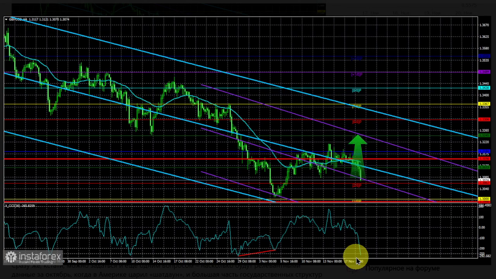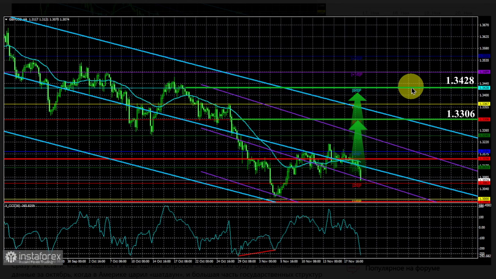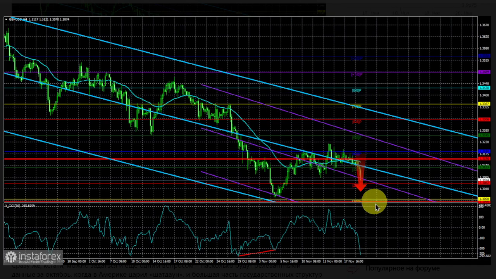Thus, long positions targeting 1.3306 and 1.3428 remain relevant now in the near term, provided the price remains above the moving average line. It's the signal line on the graphic. If the price is below the moving average line, small short positions can be considered with a target of 1.2990 on technical grounds.